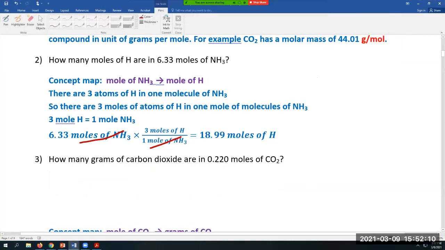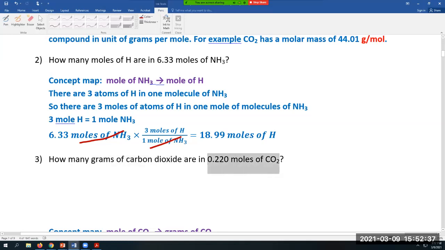So question 3, how many grams of carbon dioxide are in 0.220 moles of CO2? So we have moles of CO2, and we are looking for grams of carbon dioxide. So carbon dioxide is CO2. So we are dealing with the same substance here.